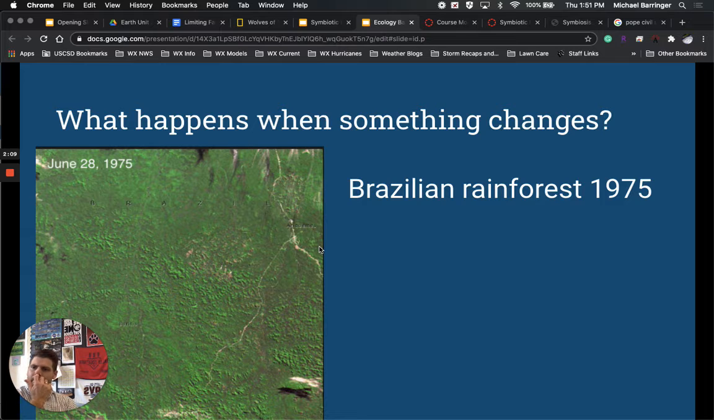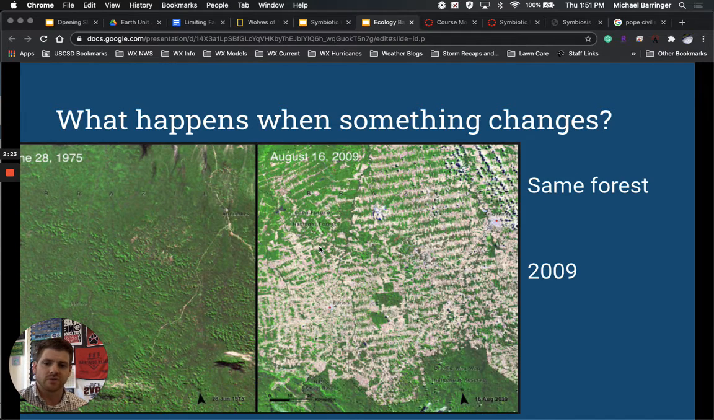All right, now we have to talk about what happens when something changes. You take this perfectly programmed ecosystem and then you change something in it. Let's take the Brazilian rainforest in 1975. It looked like this. It looks beautiful, lush. And then all of a sudden, in 2009, this is what we're presented with. You're talking about massive amounts of deforestation, and obviously that's going to have a major impact on the other things in that ecosystem.